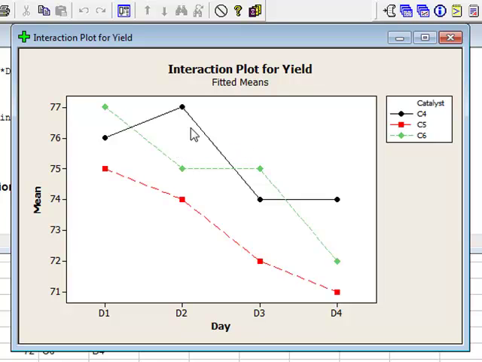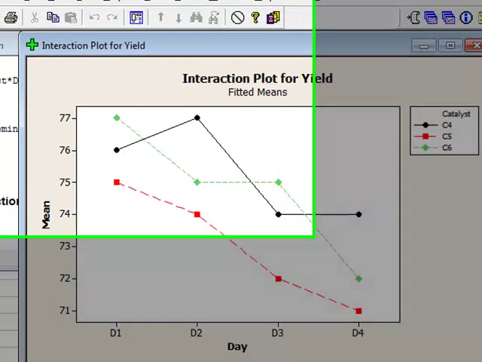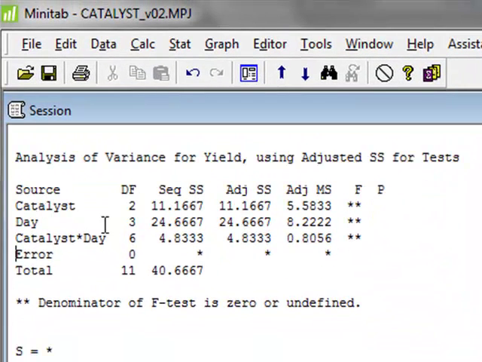But if we now look to see whether we have a p-value for the interaction factor by looking at the printed results, we see we have the three factors, catalyst, day, and the interaction of catalyst and day, but there's been no calculation of a significance value or p-value.